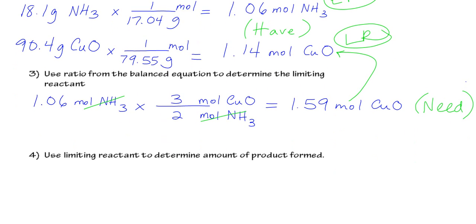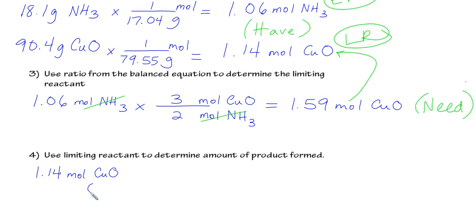We started with 90.4 grams of copper oxide, and up here we turned it into moles. Well, when I do stoichiometry, I want to use that mole ratio. If you already calculated moles, you could start with this 1.14 moles of copper oxide. Otherwise you've got to go all the way back to 90.4 grams, and you're going to turn it into moles anyway. So be resourceful if you'd like.